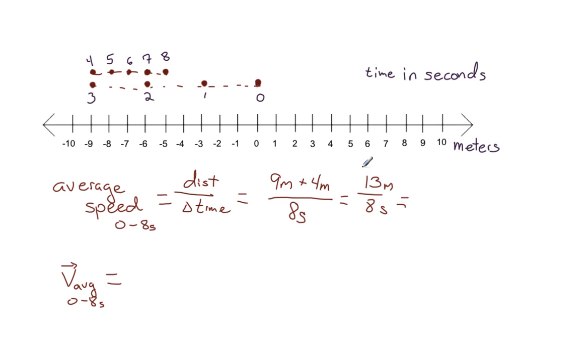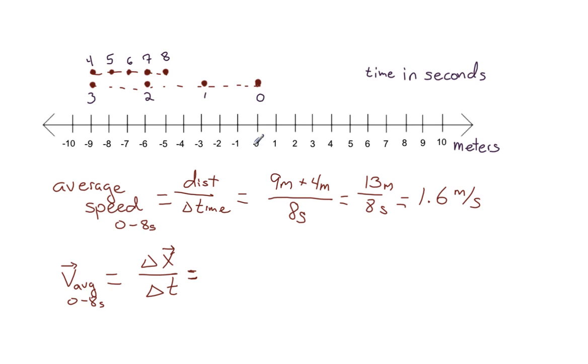So 13 divided by 8 is around 1.625. So we'll go with about 1.6 meters per second. This is the average speed. The average velocity from 0 to 8 seconds, that's defined as displacement over the time period. Now, displacement usually gets this little arrow symbol above it as well, because it has a direction associated with it. So I'm going to start drawing that as well.